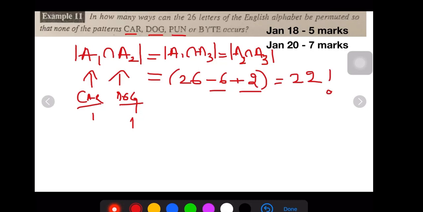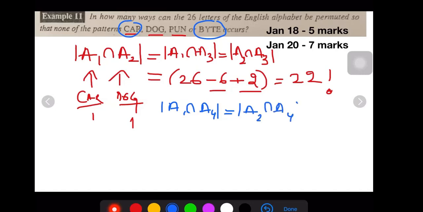And that factorial you should consider, because it's a permutation of this count. Similarly, we do for other combinations. A1 intersection A4, because the size of A1 is 3 and the size of A4 is 4, so 3 and 4 combinations. Similarly, A2 with A4 is also the same value, and A3 with A4 will also give you the same value.